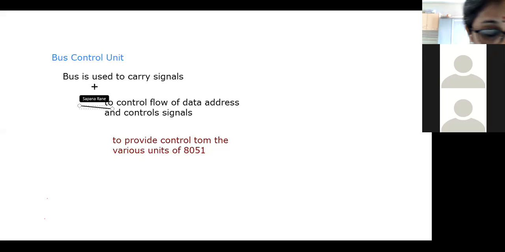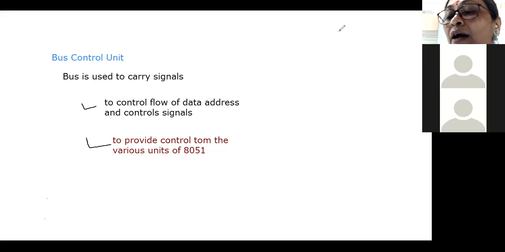Okay, so students, now let us go to the next block. If you understood the function of this, tell me, did you understand the function? If you say yes, I will proceed further. If you say no, tell me what you have not understood and I will explain once again.